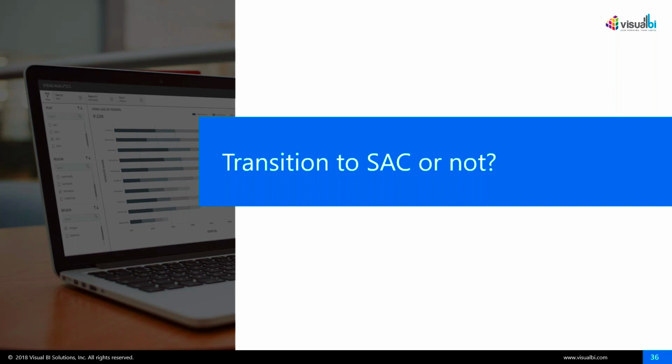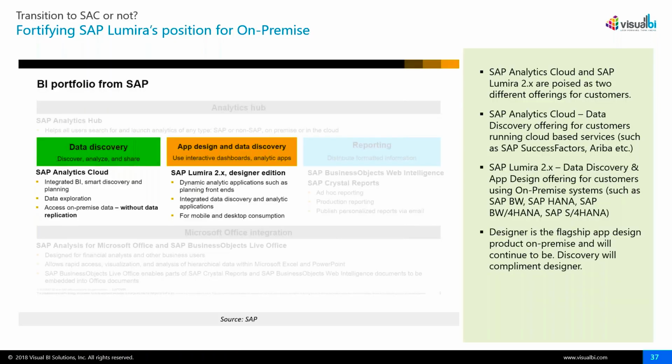So now we arrive at a question that most customers have been asking. Is Lumira going away? Do we have to transition to Analytics Cloud? The answer to that is pretty simple to understand, even if it's not an easy decision. So to lead off with an answer, I'm going to show you this slide, which is again from SAP's deck from September this year. It talks about different tools in the BI portfolio. And if you'll observe, I've only laid focus on Analytics Cloud and Lumira Designer.